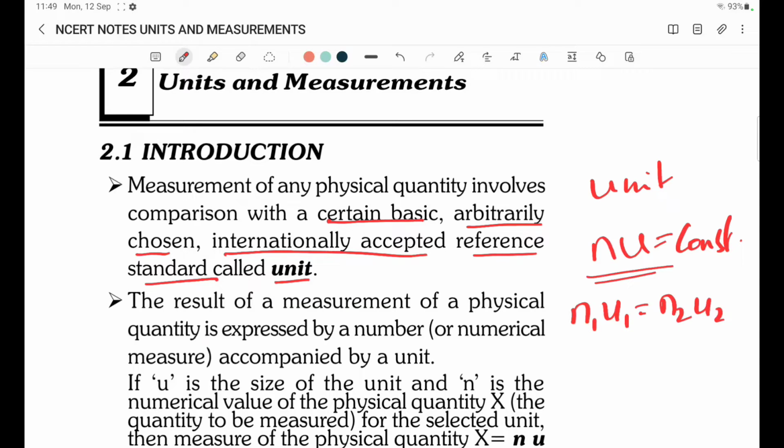You can convert from one system to the other system using this equation. Nu is constant means u is inversely proportional to n, or n is inversely proportional to u. That way also you can write this. So n is proportional to 1 by u, or u is proportional to 1 by n. That means if the unit is a bigger unit, then n will be small. If the unit is a smaller unit, n will be large. So that depends on the unit which you have selected.